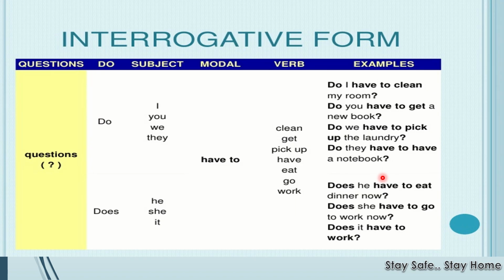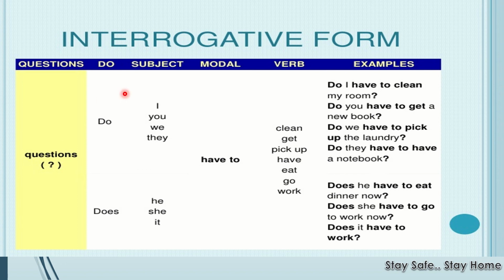Now, interrogative form. When I say interrogative form, it means questions. When you interrogate someone, it means that you are questioning him. You are asking him questions. Okay? So when I say interrogative form, guys, it means questions.